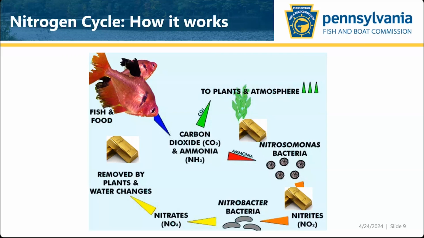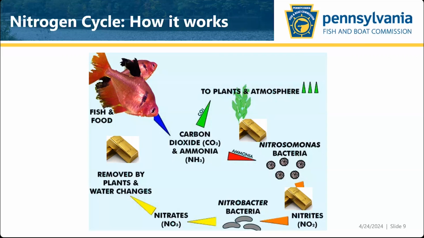So nitrites will eventually get decomposed and get turned into nitrates by nitrobacter bacteria. As those form, that's the most usable form of nitrogen for plants to use. So that's where it gets removed. Most of the time, that is not lethal to fish unless it's in very high levels.